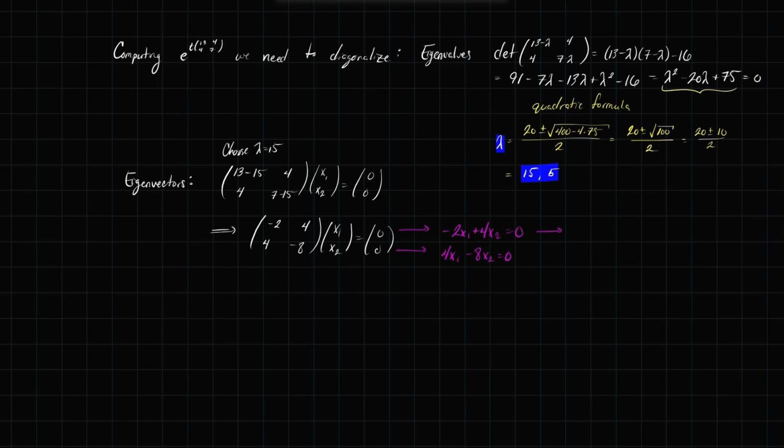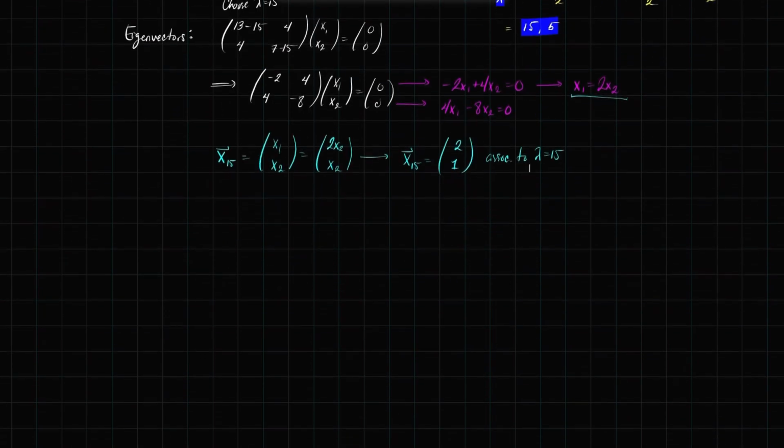I could solve the first for x1 pretty easily to find out that x1 is 2 copies of x2. When I find out x1 is 2 copies of x2, that's my relationship, and I have that the vector corresponding to the eigenvalue 15 is x1, x2, and x1 in terms of x2 is 2x2. And I can let x2 be 1 to recover the eigenvector corresponding to 15 is 2, 1. So that's associated to lambda equals 15.